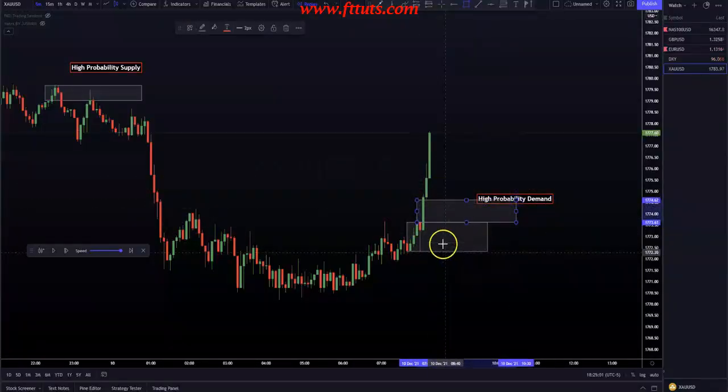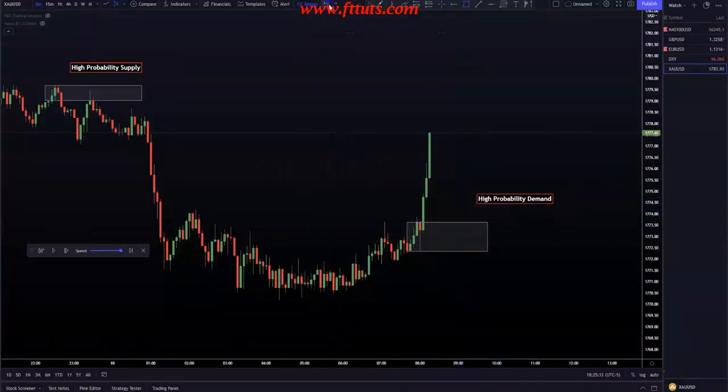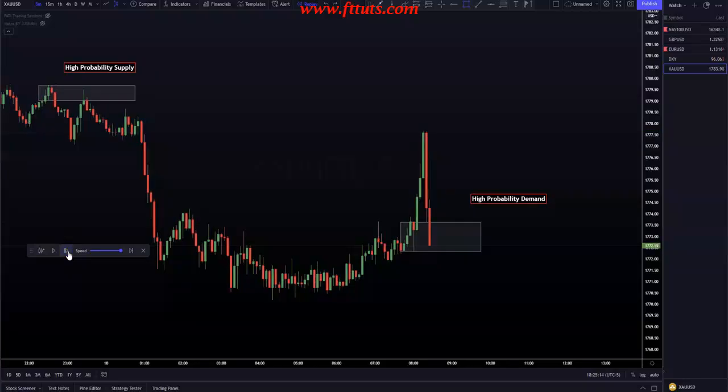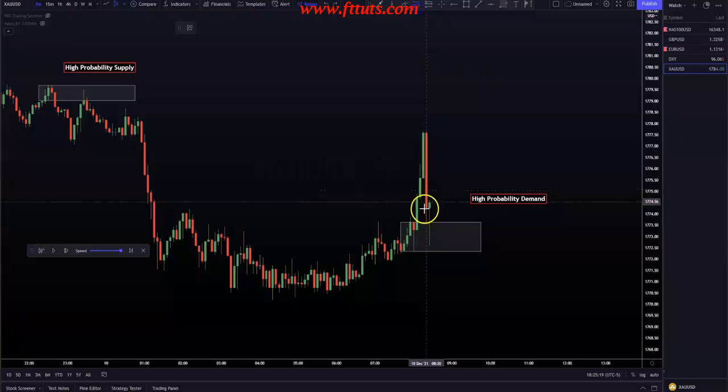That's the gap in the market. That box right there is the gap. So let's take off the gap that's causing this to be high probability. This gap right here is causing this to be high probability demand. Let's take that off and let's wait. It taps back into the zone and we'll be entering our trade right here.